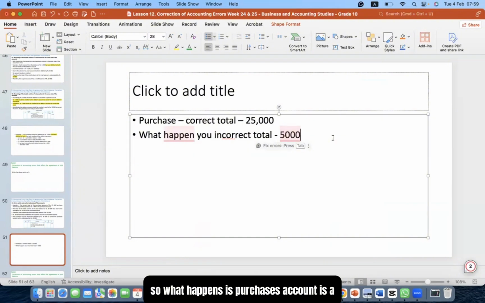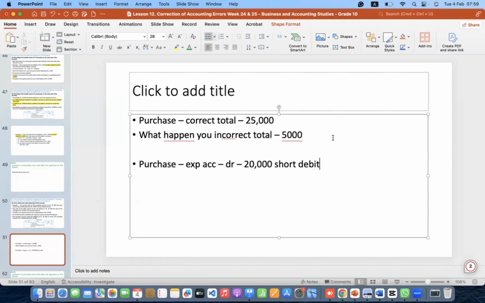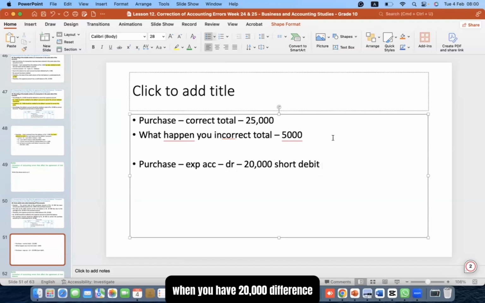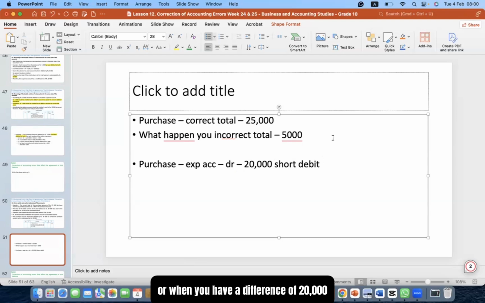Purchases account is an expense account. Therefore it should have a debit balance. Then my debit balance is 20,000 short. When you have a difference of 20,000, and that difference is a shortage on the debit side, which side should you record it in the suspense account?